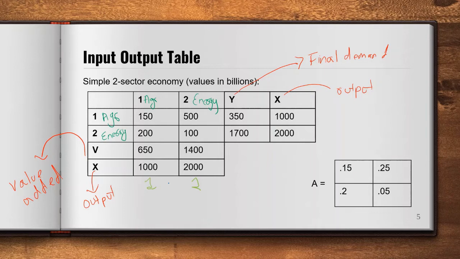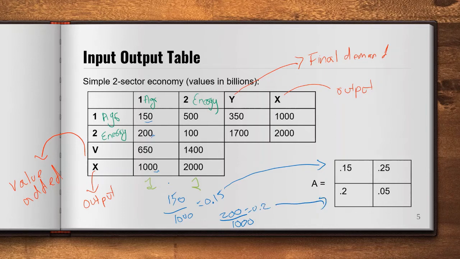How do we find it? We know that to produce $1,000 billion for agriculture, we need input of $150 billion from agriculture. So we simply divide this value by this. If we divide 150 by 1000, we get 0.15, and this is what this is, A. Likewise, if we are making a unit of agriculture as output, what energy input will be needed? We divide 200 by 1000. If we divide 200 by 1000, the answer is 0.2, and this is over here.